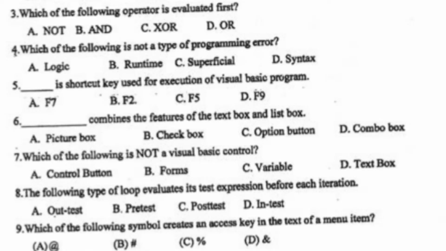Next option: which of the following operators is evaluated first? Which of the following is not a type of programming error? Superficial. Dash is the shortcut key used for executing a Visual Basic program. F5. Dash combines the feature of list box and text box. Combo box. Which of the following is not a Visual Basic control variable? The following type of loop evaluates its test expression before each iteration. Right option is B, pretest.